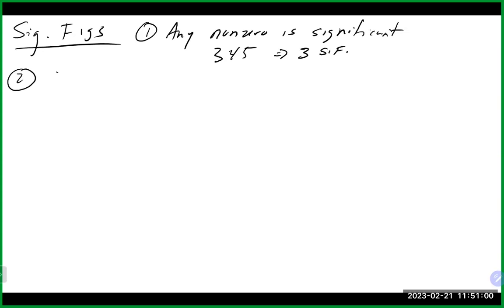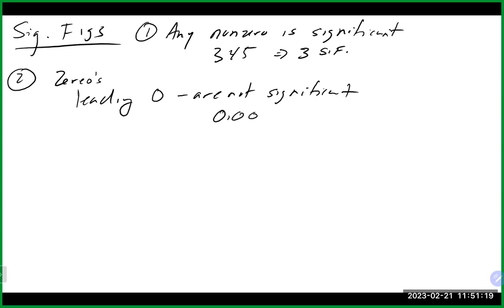There are zeros, and these are sometimes the ones that give people a hard time. And that is basically any leading zeros are not significant. So 0.000347, this would have how many significant figures? We wouldn't count until we get to here, and then we would start counting, and then everybody else would be significant. So that would be 4 significant figures.